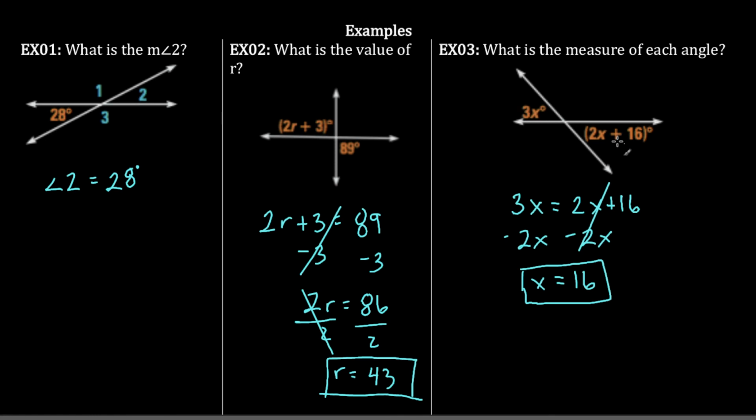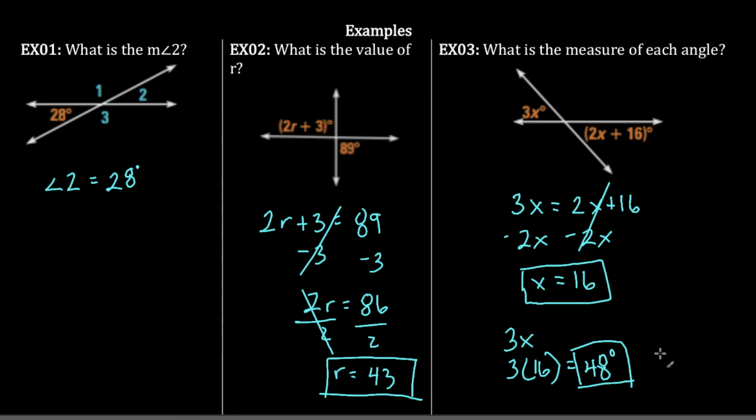But it wants to know the actual measure of the angle. So I'm going to use the 3x, which is 3 times 16. So this is going to be 48. So 48 what? 48 degrees. Remember example 2, it wanted to know the value of R. The R doesn't have degrees on it. In this one, I want to know the whole angle. 3 times 16 was 48 degrees.